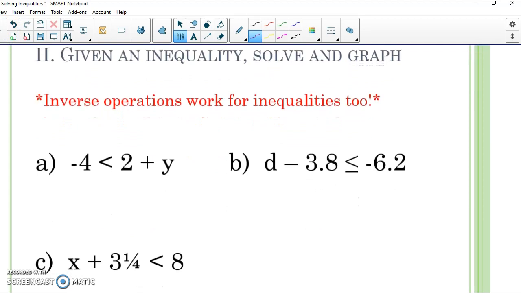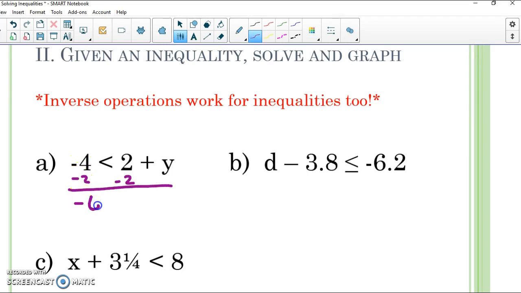Now, if you are given an inequality and you're asked to solve and graph it, then we need to use inverse operations to get the variable by itself and then solve and graph. So for letter A, I have -4 is less than 2 plus y. So just like with equations, I want to get the variable by itself. If I want y all alone on this side of the inequality, I need to get rid of the 2. So I will start by subtracting 2 from both sides.